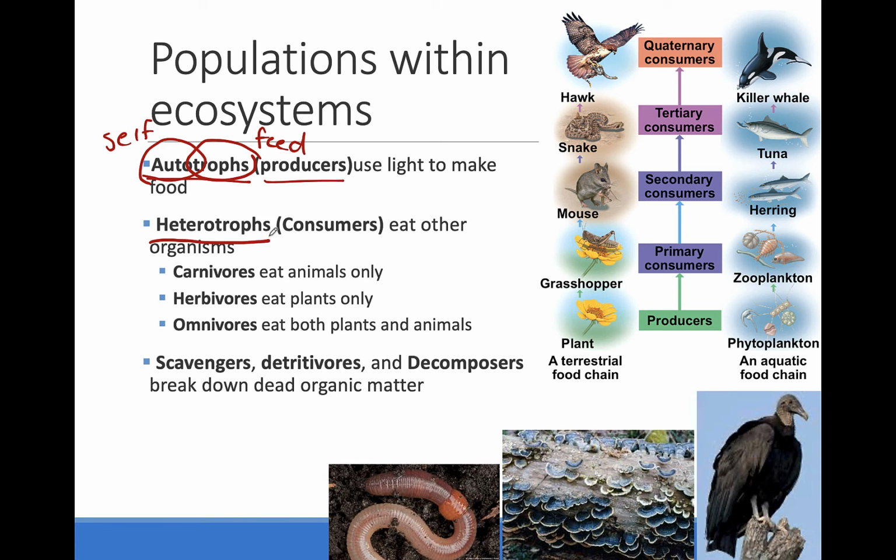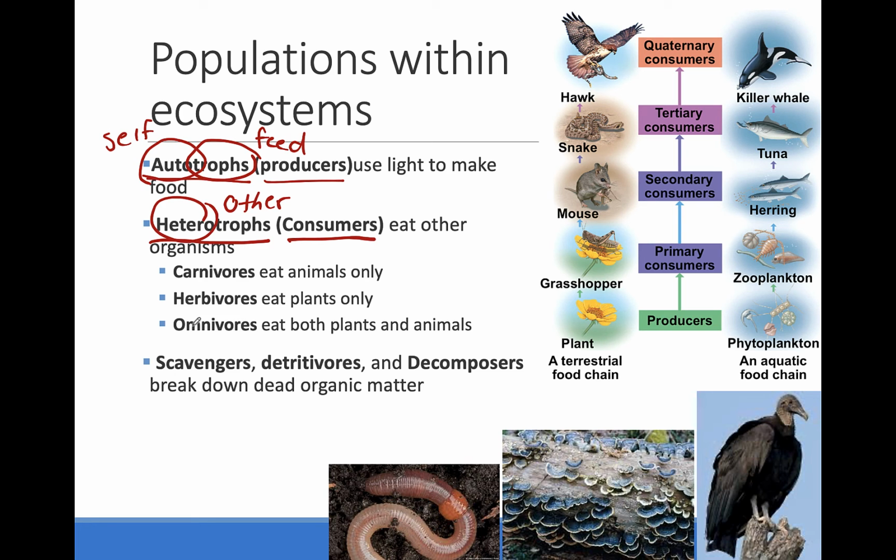Heterotrophs must consume organic nutrients, so they are called consumers. Heterotrophs are further classified by what kinds of food they eat. Herbivores eat only plants or algae, carnivores eat only animals, and omnivores eat a mix of plants and animals. Scavengers, detritivores, and decomposers consume dead organic matter in different ways.